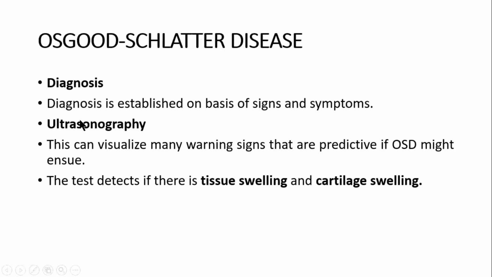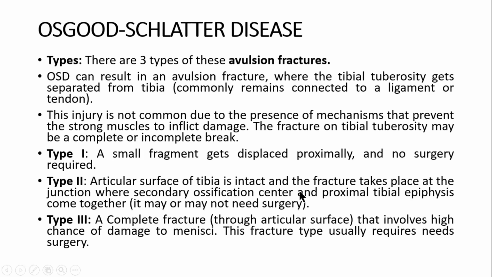And how do you diagnose it? Diagnosis is usually established on the basis of signs and symptoms. Ultrasonography can visualize many warning signs that are predictive of the disease, and the test detects if there is tissue swelling and cartilage swelling. What are the various types of the disease?